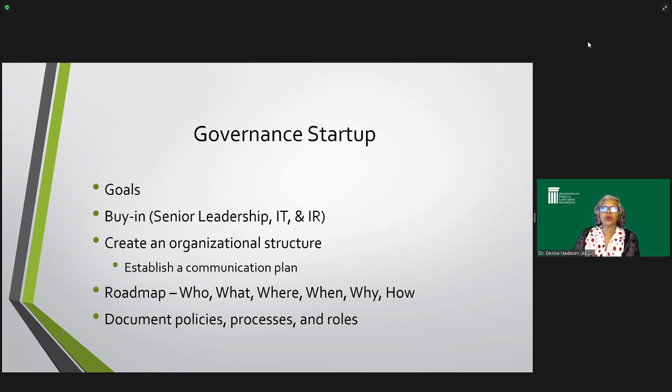You can create an organizational structure, so everyone will understand who the chief data officer reports to, who's the senior leader who owns this process, who are your champions, who are your stakeholders. It's good also to have a communication plan. How often are you going to communicate out to your stakeholders or your leaders? And then a roadmap that describes who, what, where, when, why, and how. And then have documentation of all your policies and processes and roles.